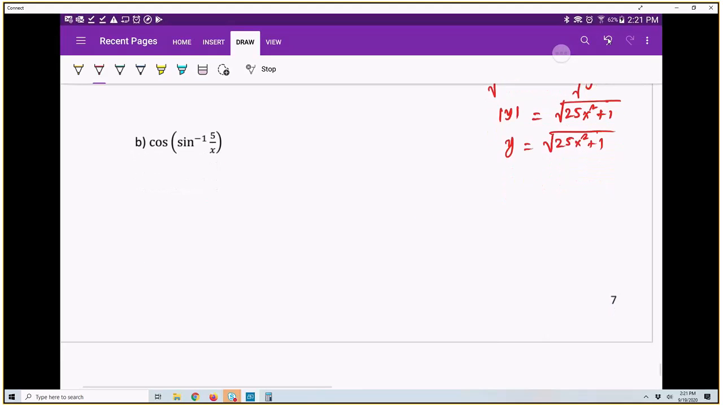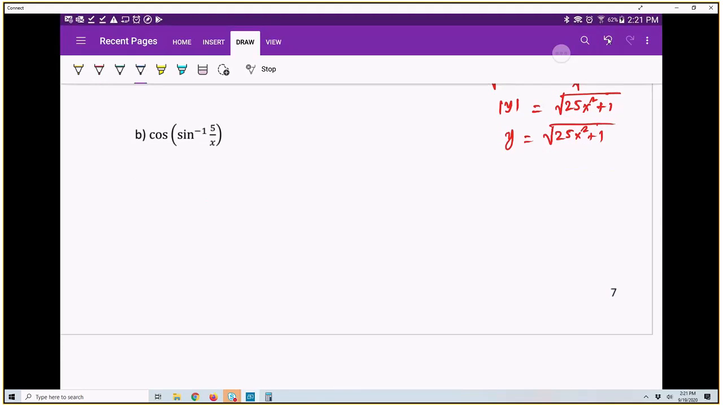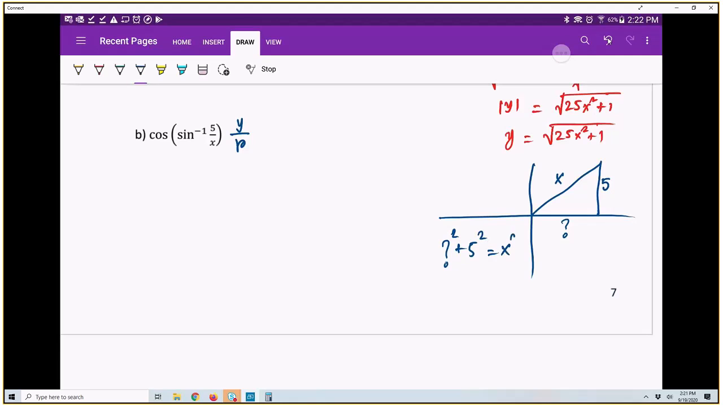Sine inverse 5 over x. Again, x being positive, 5 over x is positive, so we are in the first quadrant, and that is my triangle. Now remember, sine inverse is y over r, so this time the r is actually x and the y is 5, and I want to know how much is this coordinate. So I will say this coordinate squared plus 5 squared is equal to x squared. So the coordinate squared is equal to x squared minus 25.